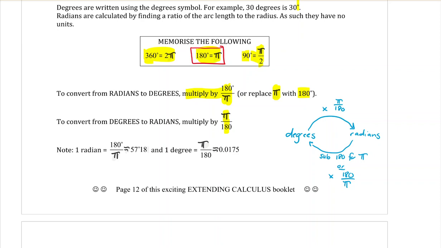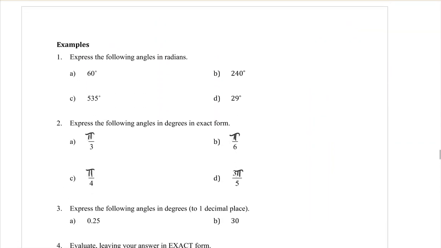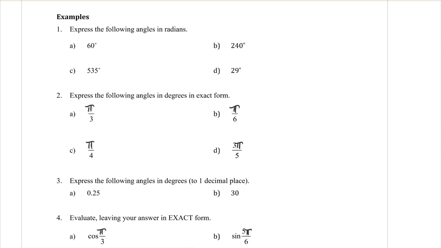So it's also interesting to note that 1 radian is equal to 180 degrees over pi, which is approximately 57 degrees and 18 minutes. So 1 degree, sorry, 1 radian is almost 60 degrees. 1 degree is equal to pi over 180, which is equal to 0.0175 radians. Okay, so here are the questions. It's just learning to convert between the two things for the main part of these questions.